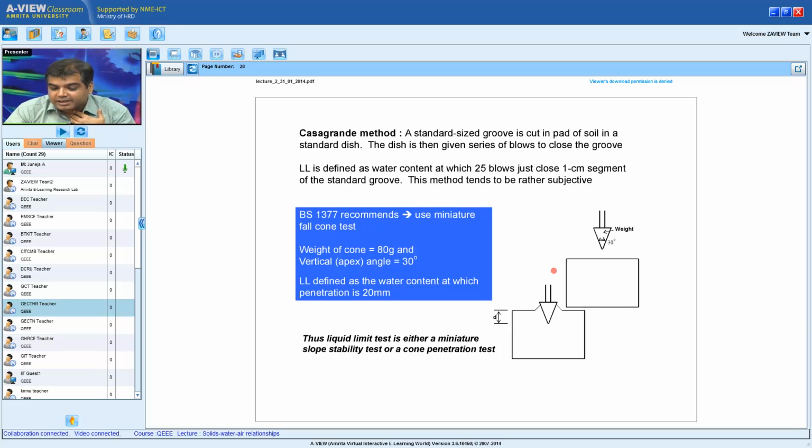So in this case, you only measure the amount of penetration. So the subjectiveness which was there is not there in this fall cone. Incidentally, the British code recommends that you use this method. It says don't use Casagrande. Casagrande is out. Unfortunately, our IS code recommends the Casagrande. It's just the opposite, and it says for fall cone you can use as an alternate method.